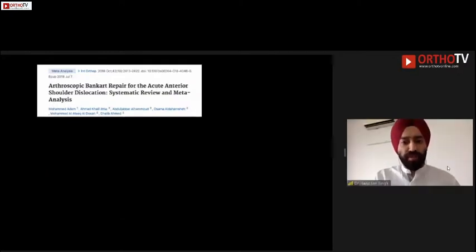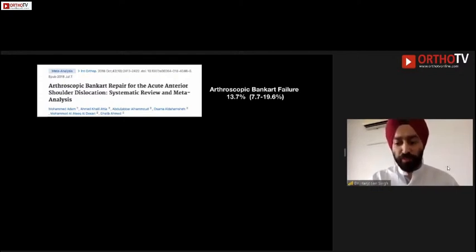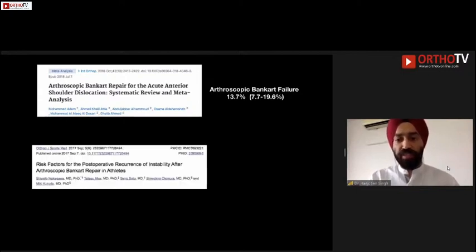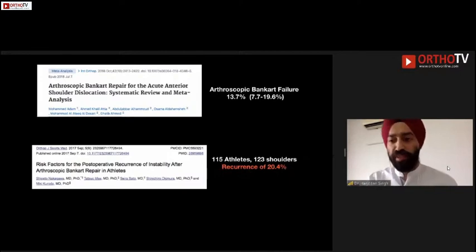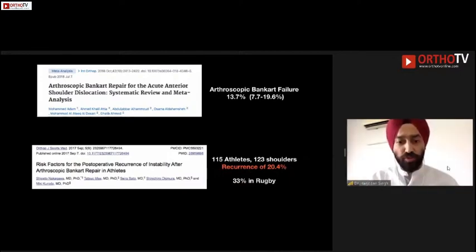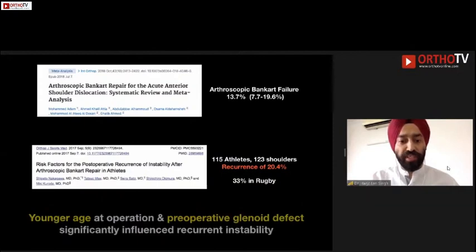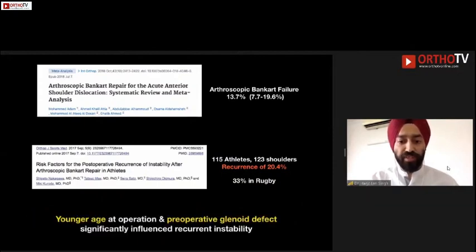But the results in the literature are presented differently by different authors. Adams, in his meta-analysis, studied 12 studies of arthroscopic Bankart repair. They found a recurrence rate of 13.7% on average, ranging from 7 to 20%. And if you consider athletic shoulders, this recurrence rate goes up to 20% and more. This study found that younger age at operation and preoperative glenoid defect are the factors which significantly influence recurrent instability.